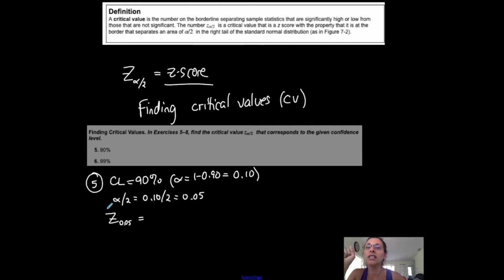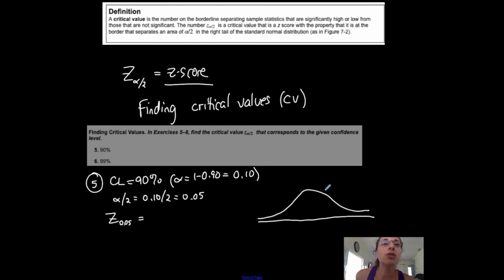So we've done this notation before. This is a z-score. This is a z-score, which means it's on a normal distribution curve, a standard normal distribution curve where the center is 0. And I want to find the z-score with this little area in the right tail. This is the value here that separates this area from the rest. This is my critical value.